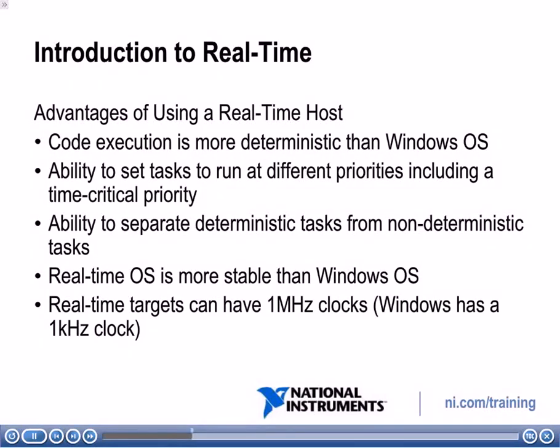Also, a real-time OS, because it's more pared down, is going to be more stable than a Windows OS. Also, real-time targets have a 1 megahertz clock, while Windows has a 1 kilohertz clock. So on a real-time target, in those VIs, you can actually get microsecond resolution, and on Windows, you can only get millisecond resolution.